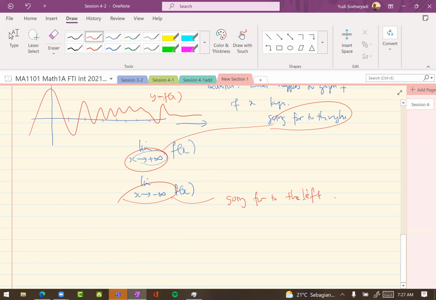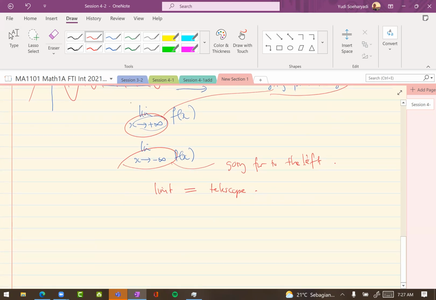Okay. So in this case, you see that a limit is like a telescope. So that's basically the function of the limit, to see things that are really small or something that's really big, really far away. All right. So this is what we call limits at infinity.